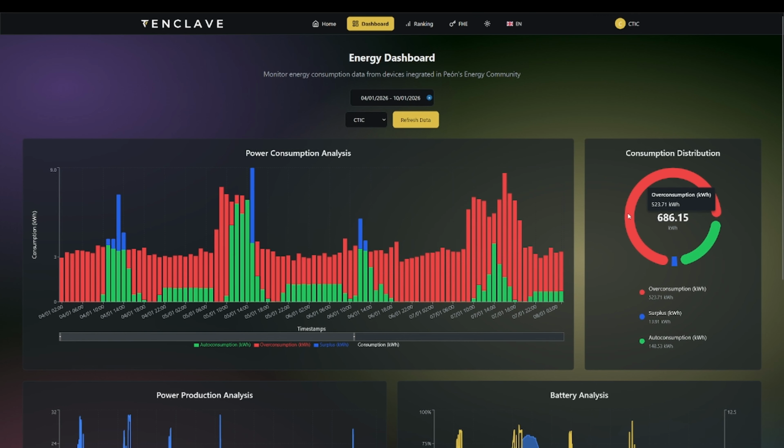It's also represented visually through a radial chart that highlights the total consumption for the selected period in an intuitive way, so users can have a general idea of the performance at a glance.